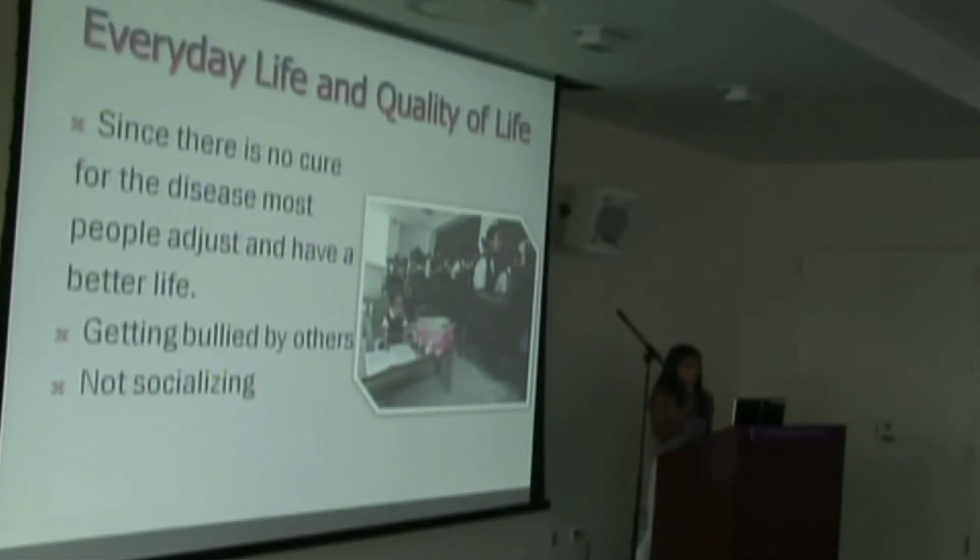Everyday life and quality of life. Since there is no cure for achondroplasia, most people adjust their whole household to their needs, and their quality of life is that sometimes they do get bullied at school if they go to school, and that leads them to not socializing. And as you can see in the picture, there is a teenage girl. She's 14 years old. Her name is Jayoti Amgi. She's from India, and she just goes to school every day, has a normal life, but she has to have special things made for her, like her desk, to go to school.